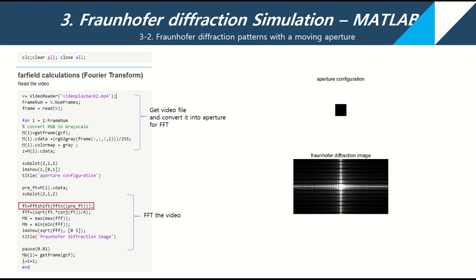Using the code on the left, the image can be retrieved into MATLAB. This image is made into an aperture, and the fast Fourier transform is applied to identify diffraction patterns for a moving aperture. This video is pretty funny, so feel free to watch it.